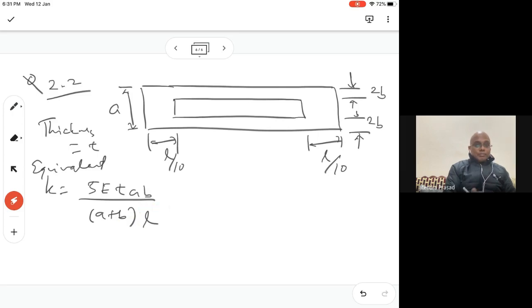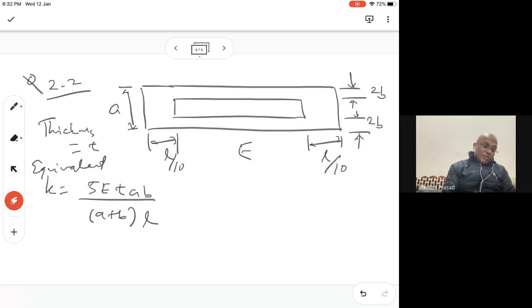Okay, now here E is the Young's modulus, which is given. So Young's modulus is given, yeah, and then you have to use the finite element method to actually prove this one.